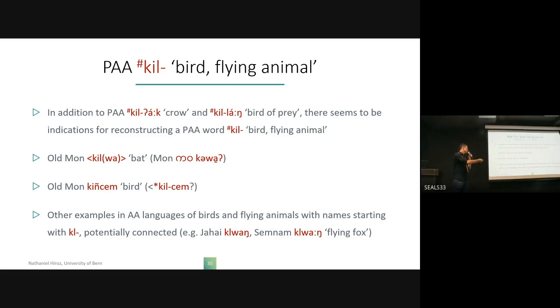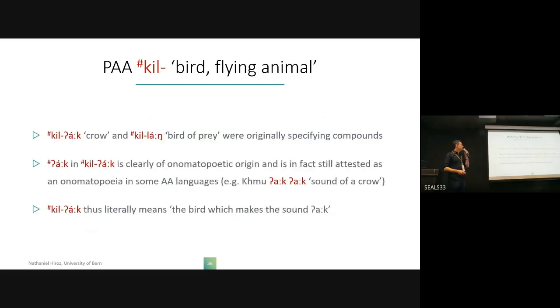And then, yeah, other examples of birds and flying animals with this kl- at the beginning, like in Aslian, like Jahai Kluang, Semnam Kluang, flying fox. So this would mean that originally Kil Ak and Kil Lang would have been specifying compounds. What is clear is that this Ak refers to the sound of the bird, and it's still found with this meaning, for example in Khmu, Ak Ak, sound of a crow. So literally, Kil Ak would have meant the bird which makes the sound.